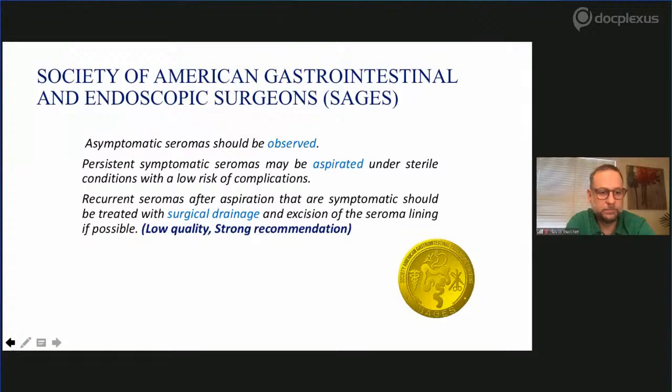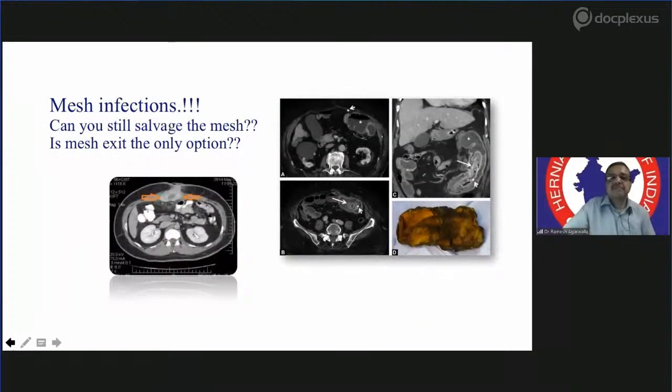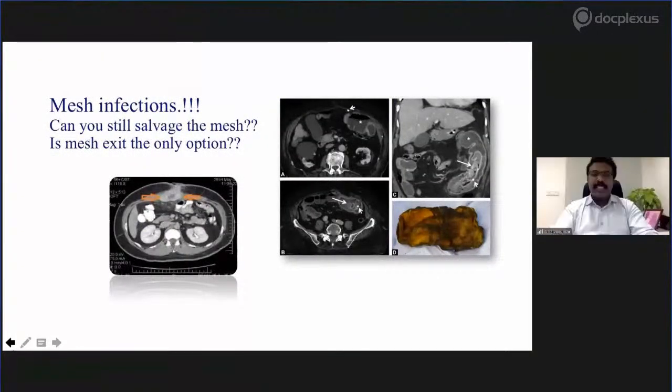Thank you. Thank you. If there is a mesh infection, can you still salvage the mesh? Is mesh excision the only option? Dr. Anil Sharma, sir?